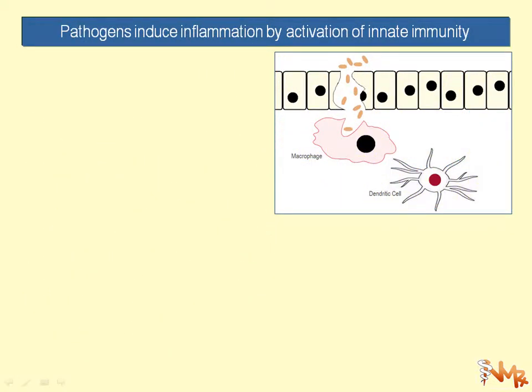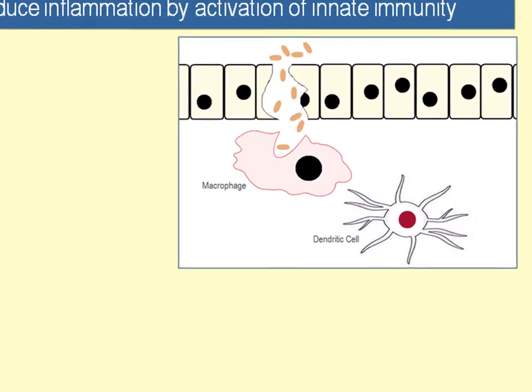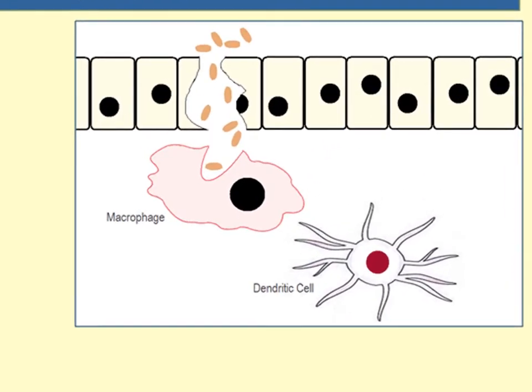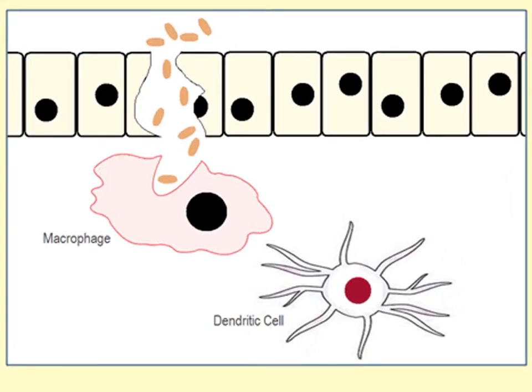Let us look to see how pathogens induce inflammatory response. Of course, they do so by activating, first and foremost, the innate immune system. In this diagram, I'm showing the cells of the skin diagrammatically in a cartoon fashion, and I'm showing the bacteria. They look more like bacilli in this case, but they are bacteria. And then I'm showing a macrophage and a dendritic cell.